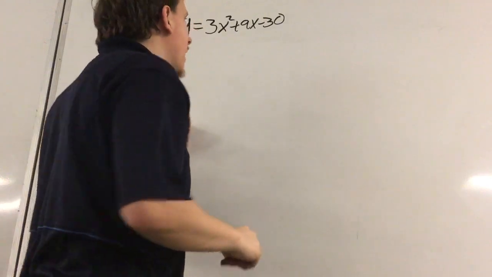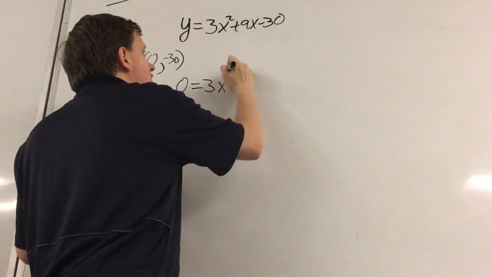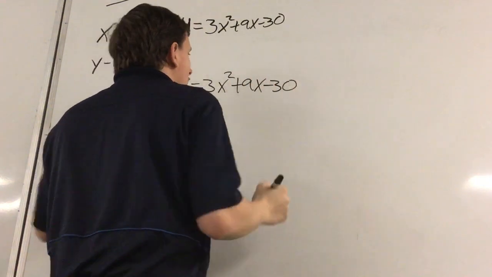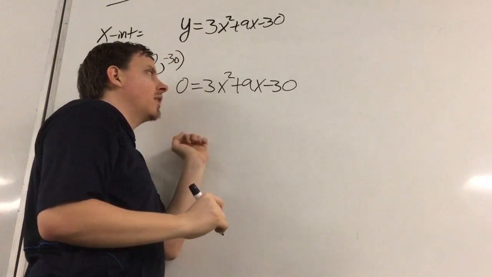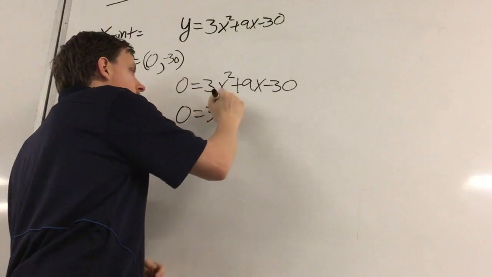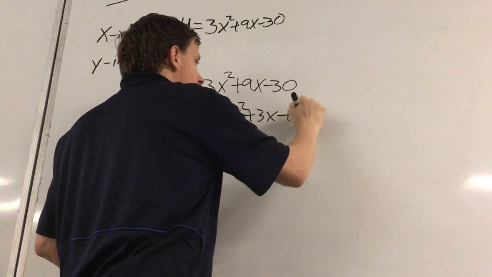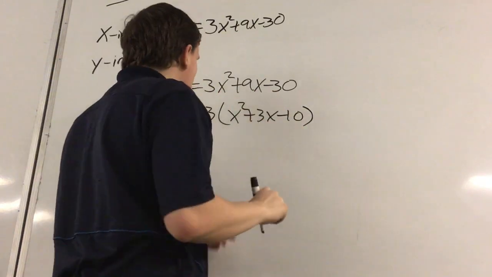For the x-intercept, because this is a quadratic, we want to set y equal to 0, and then we're going to factor. So if I make y 0, I have 0 equals 3x squared plus 9x minus 30. The first thing I want to look for is common terms that I can factor out. These all have a 3 in them. So I write 0 equals 3 times x squared plus 3x minus 10. Once again, just dividing these by 3 as I go down.